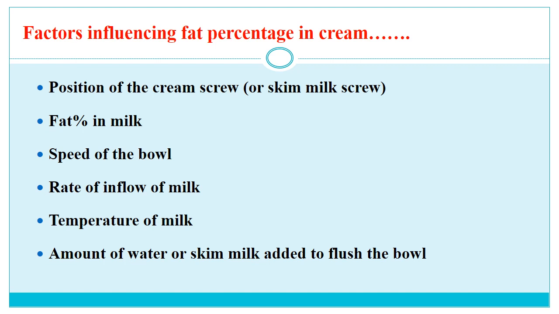Then speed of the bowl, that is the bowl of the cream separator, what is the speed that decides the centrifugal force. And then rate of inflow of milk, that is at what rate we are feeding the normal milk. Then there is temperature of milk, that has a role in the fat percentage in the cream, and amount of water or skim milk added to flush the bowl. So we need to add water or skim milk to flush the bowl, that has a role in separation and fat percentage in the cream. So we will see the role of these factors on the cream in more detail.